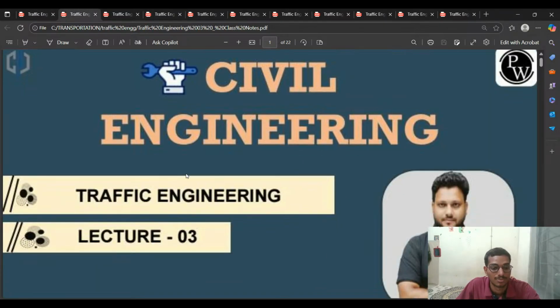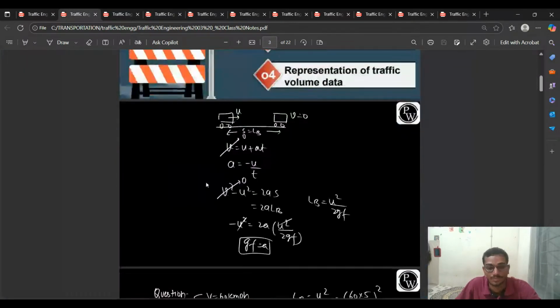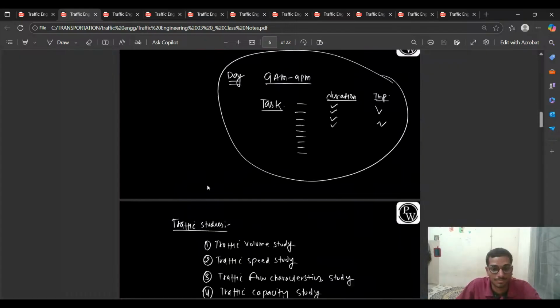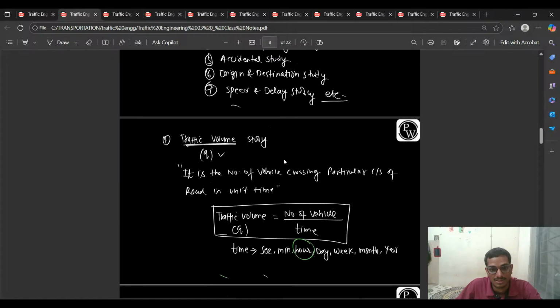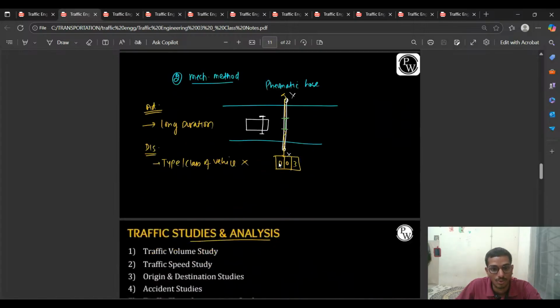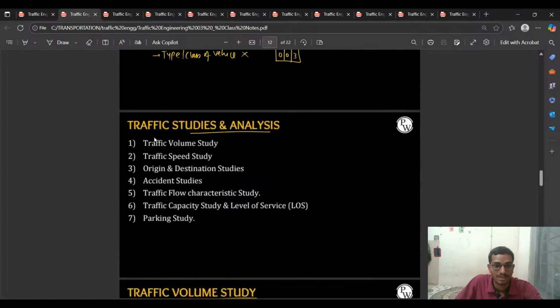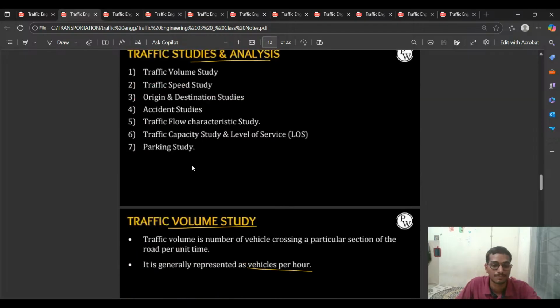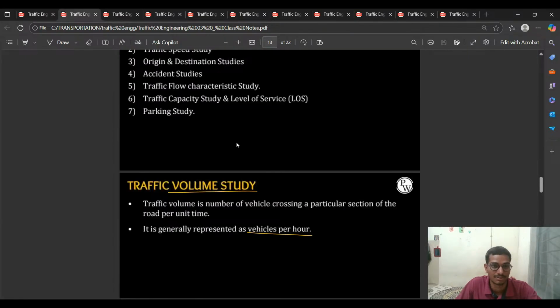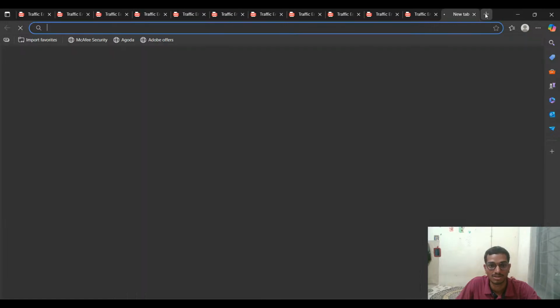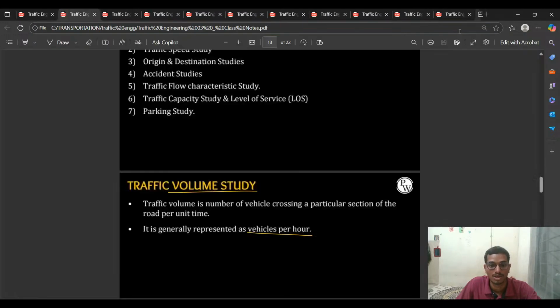Okay, we have to know traffic studies: traffic volume, speed, flow, capacity, and all those things. So, I'm going with that. Traffic studies and analysis, traffic volume study, vehicles per hour. Once again, to make all things easy, I would like to add one slide.